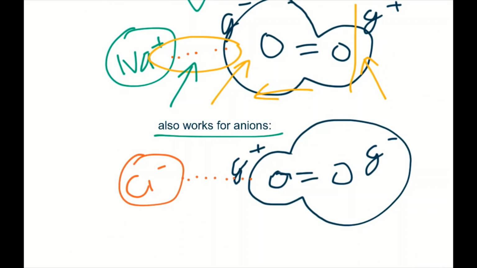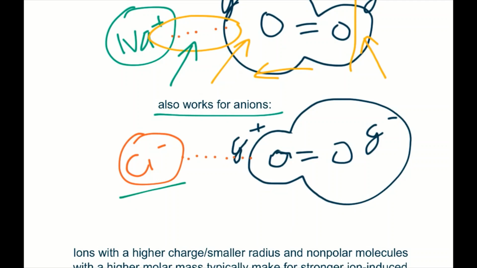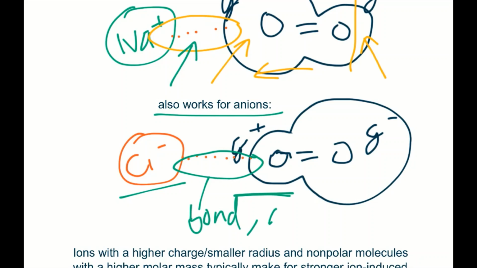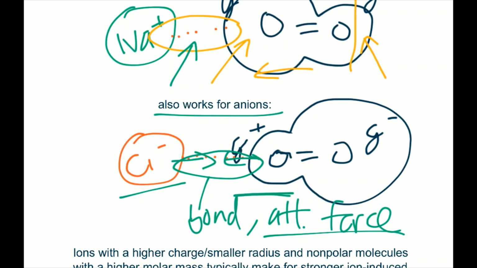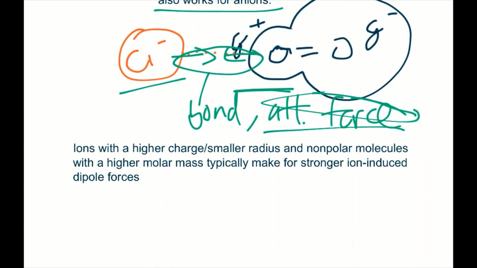So it also works for anions, but for anions, of course, since this is negatively charged, this side should be partially positively charged. And you can think of these as just maybe a bond, albeit a weak bond, or you could think of it as an attractive force. And this attractive force is more accurate because it describes these two being attracted to each other. So you could think of it in either way, and both of them work because, as you'll see later on, a covalent bond is simply just an attractive force between two atoms due to the electrons they share.